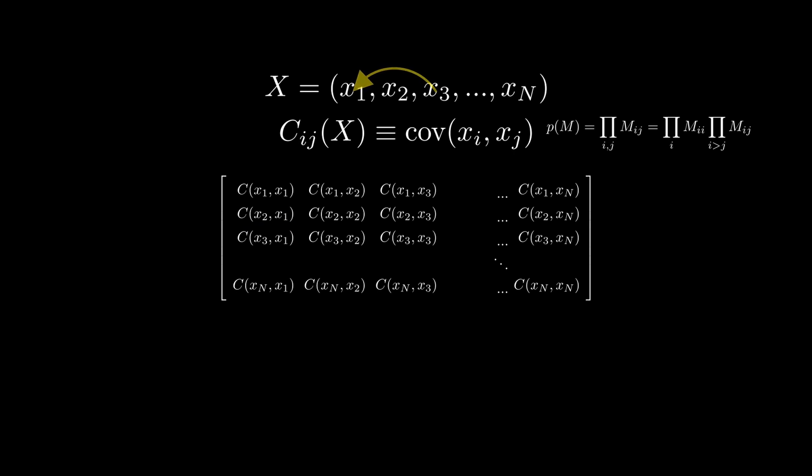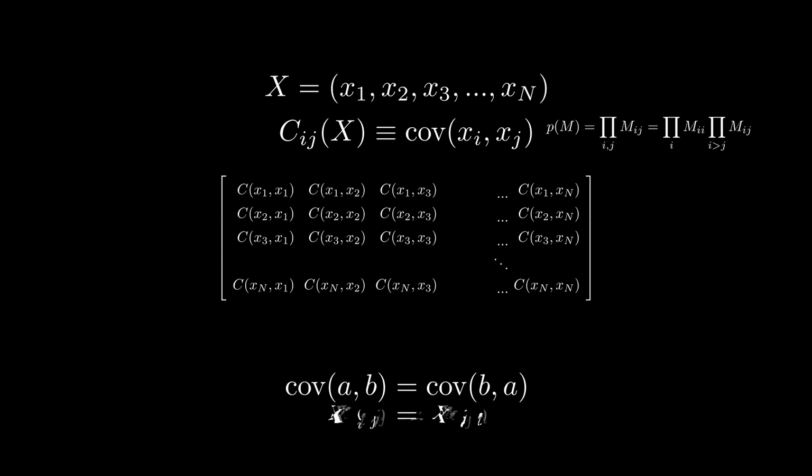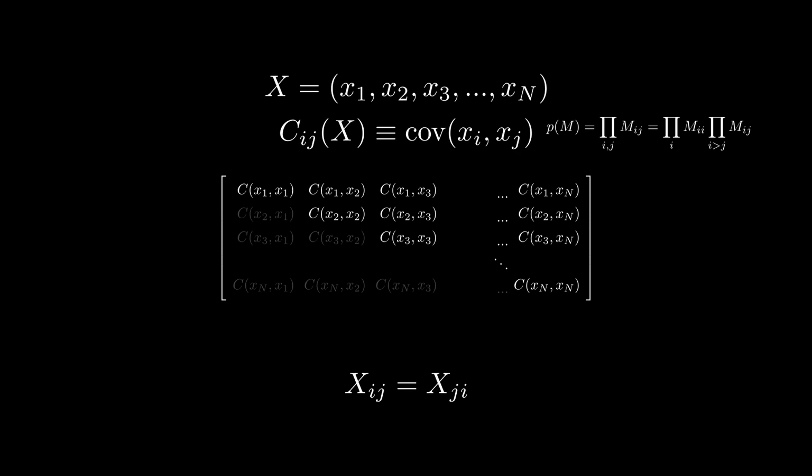Since the covariance between a pair of variables doesn't care about the order of the arguments, the jith entry of the matrix is necessarily equal to the ijth entry, which implies the covariance matrix is indeed symmetric.